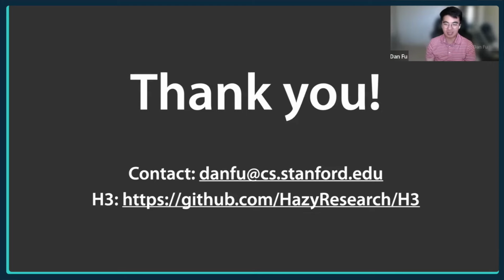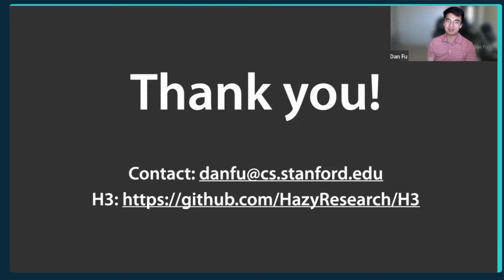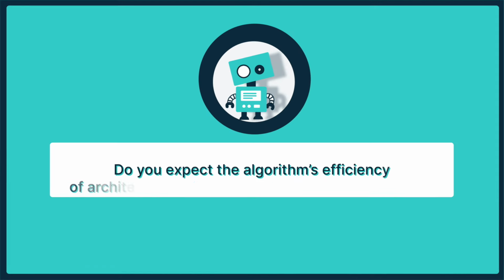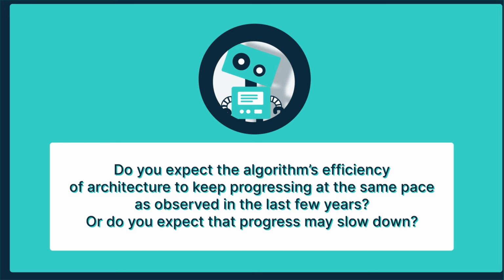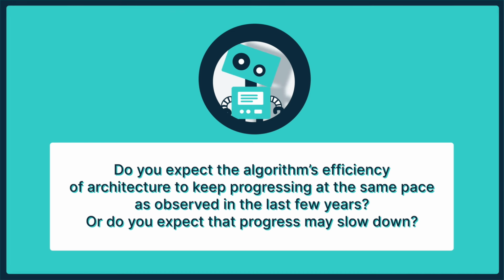But by some measurements, we're already at O(n). And the general consensus now, I think, is that depending on where you dial that d, you get more or less performance. And then there was another question: do you expect the algorithm's efficiency of architecture to keep progressing at the same pace as observed in the last few years, or do you expect that progress may slow down?